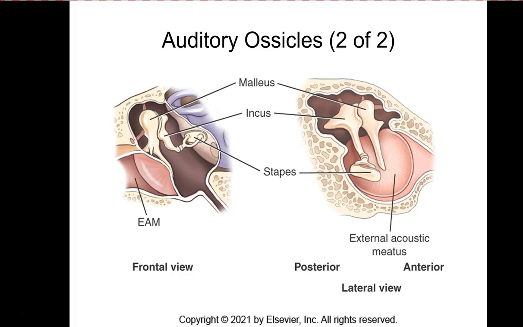Okay, we're going to pause here. We will pick up in part 2 with anatomy of the internal ear.